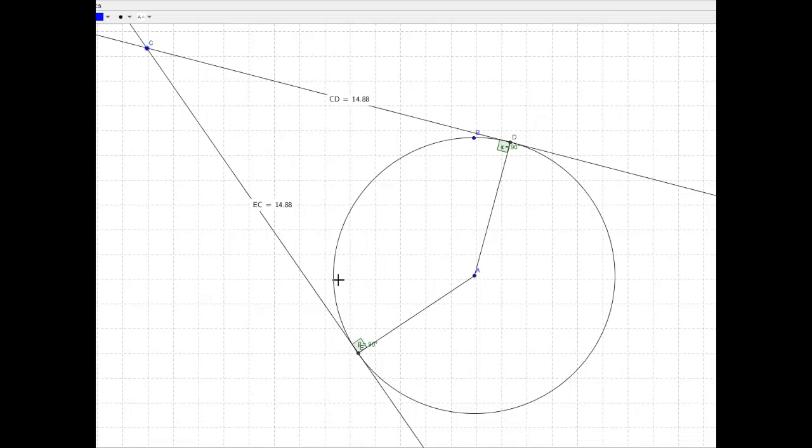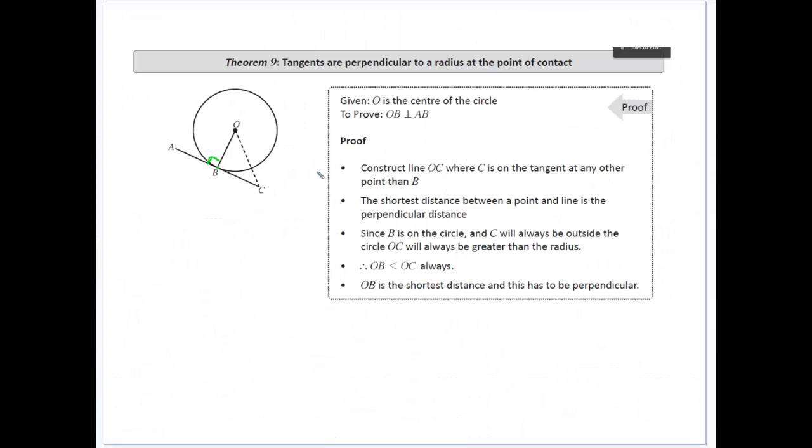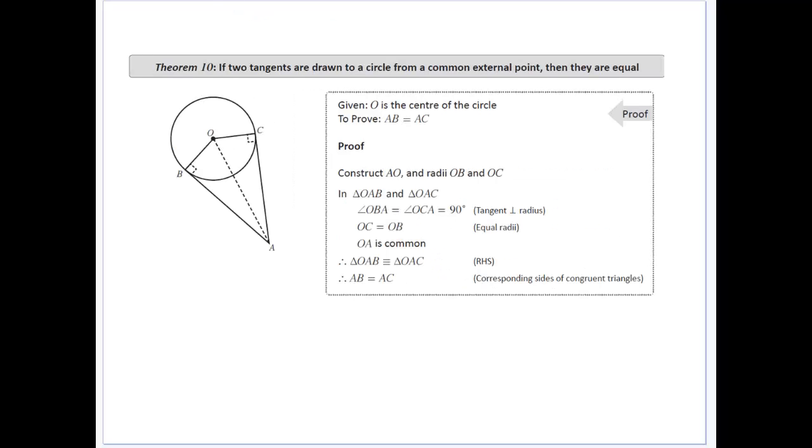So there's the theorem we want to deal with. If two tangents are drawn to a circle from an external point, then they're equal. So how do we prove that? We want to prove here that AB and AC are equal. So we've got our two radii, OB and OC, and we draw those up in our circle.